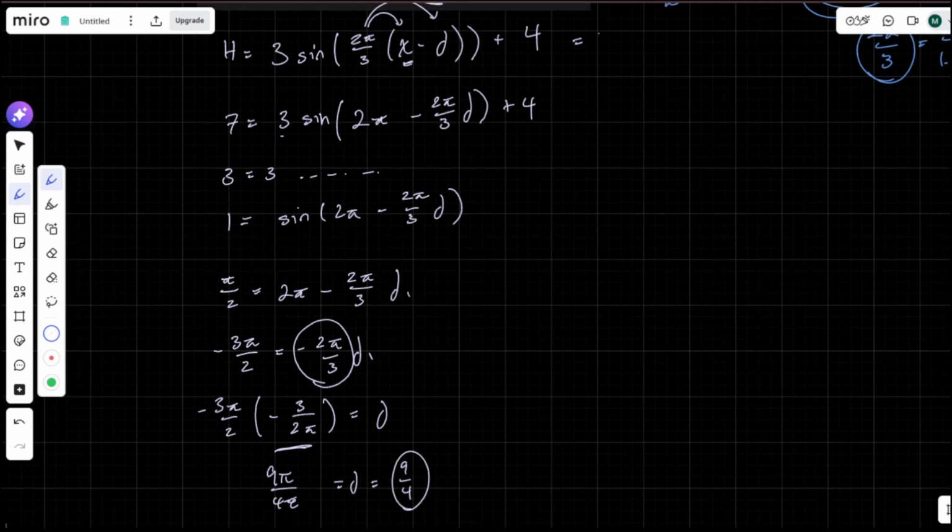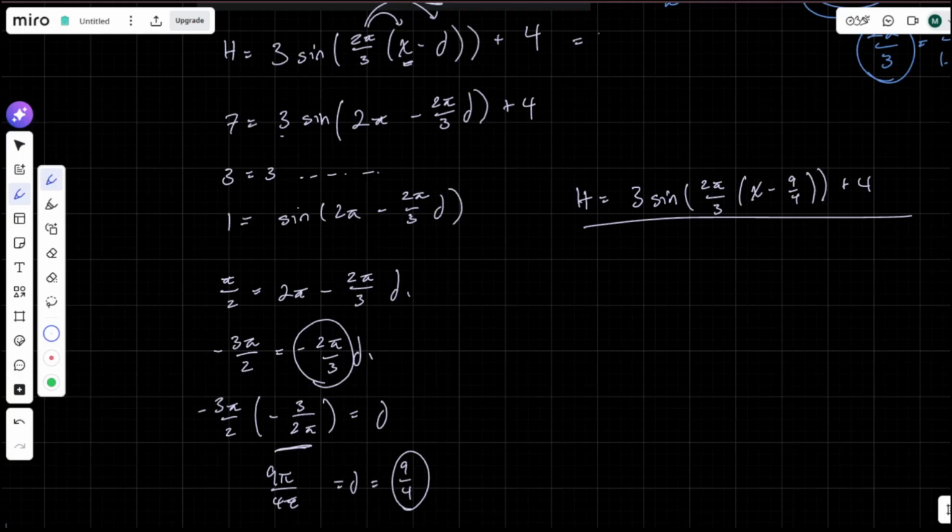So if we come back around, we're going to have a full function, h equals 3 sine of 2 pi over 3 times x minus 9 quarters, plus 4. And that's our function. Now, one thing to note here, it did work with pi over 2, so that's brilliant.